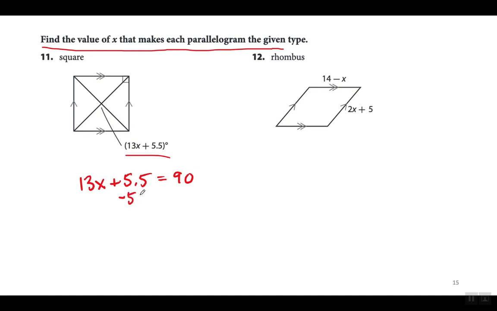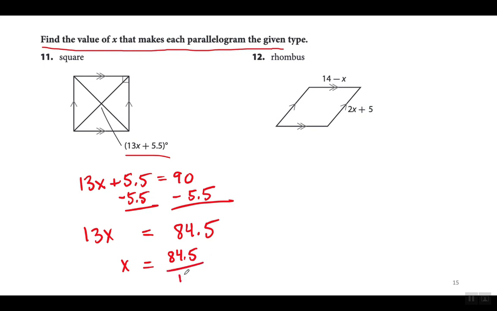All right, so now I subtract 5.5 from both sides. So I'm going to have 13x equals 84.5. So x equals 84.5 divided by 13. Let me just use a calculator for that real quick here, just 1 second.